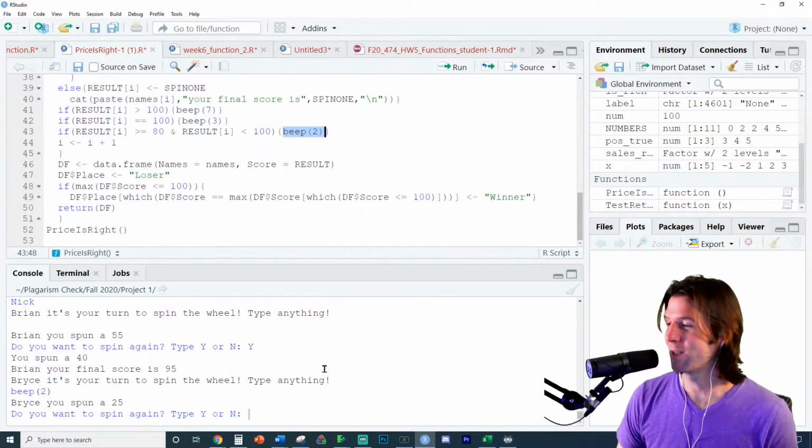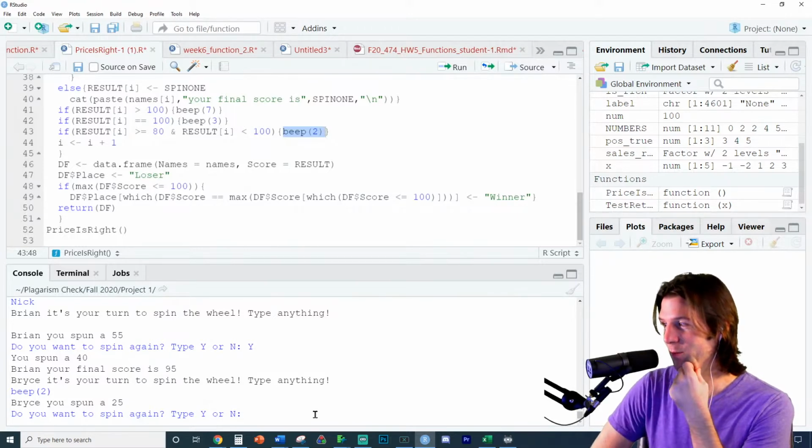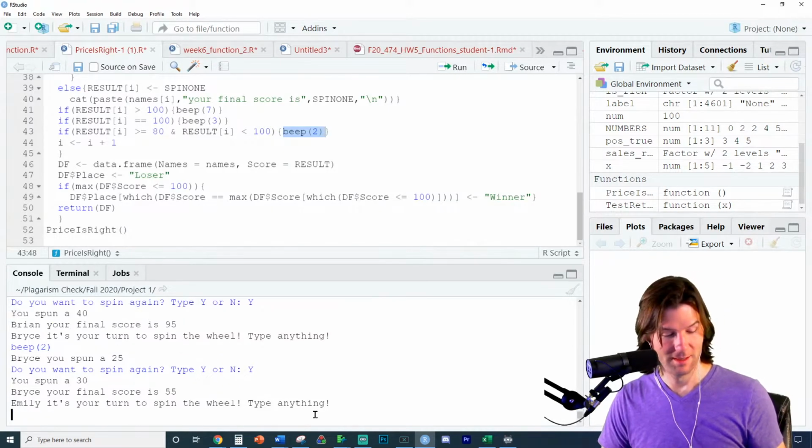Oh, Bryce, you spun at 25. Sorry, I forgot we're in the program. Bryce, do you want to spin again? I spun the wheel for you. I'm so sorry, Bryce. Bryce, do you want to spin again? Yes, I would definitely spin again.